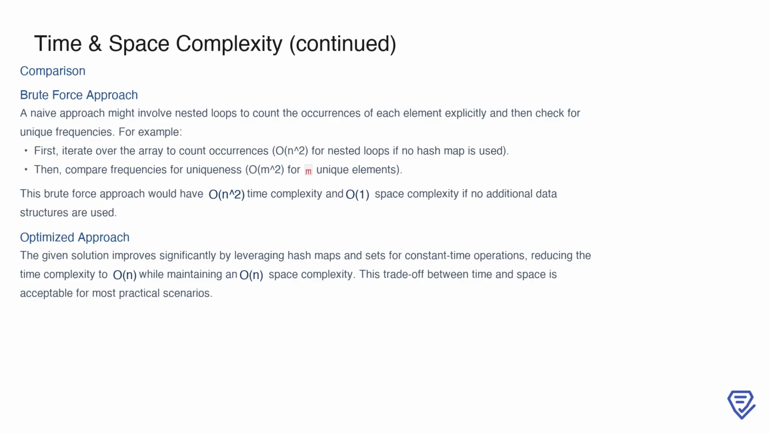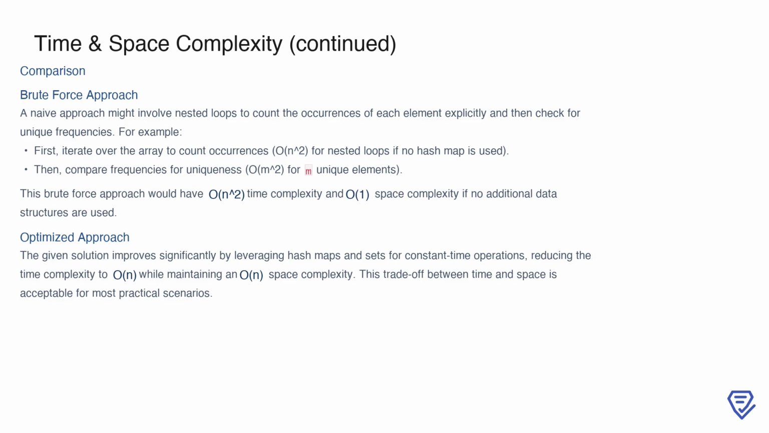In a naive implementation, we might count the occurrences of each element using nested loops, which would take O(n) squared time if no hash map is used. Then, we would compare frequencies for uniqueness, which could take O(m) squared time for m unique elements. This brute force approach results in an overall time complexity of O(n) squared and a space complexity of O(1) if no additional data structures are utilized.